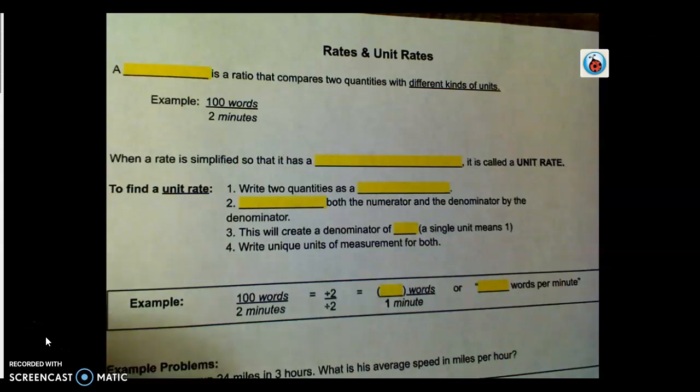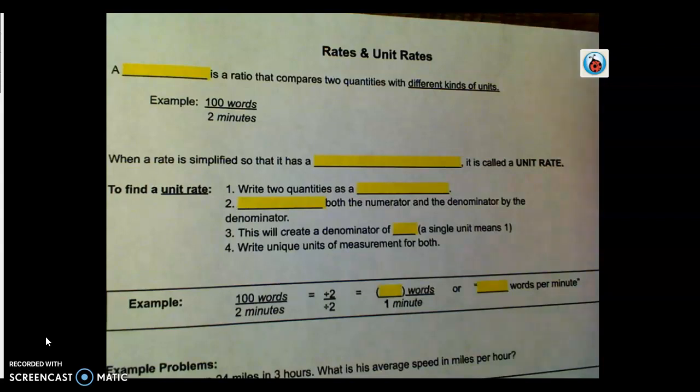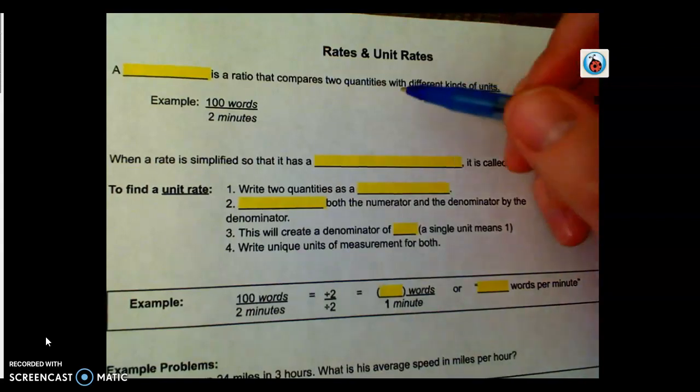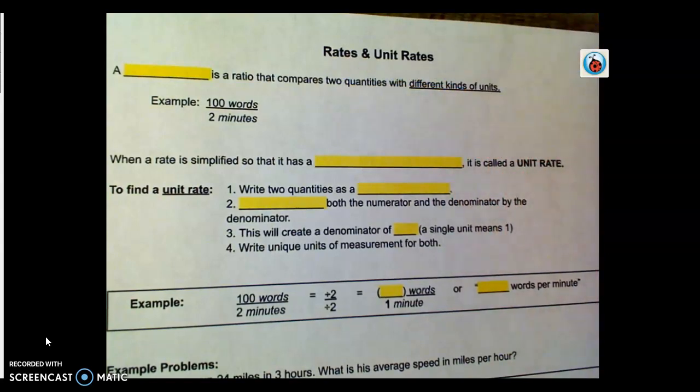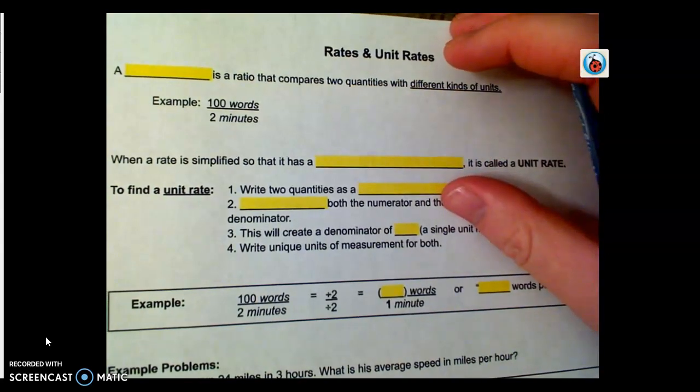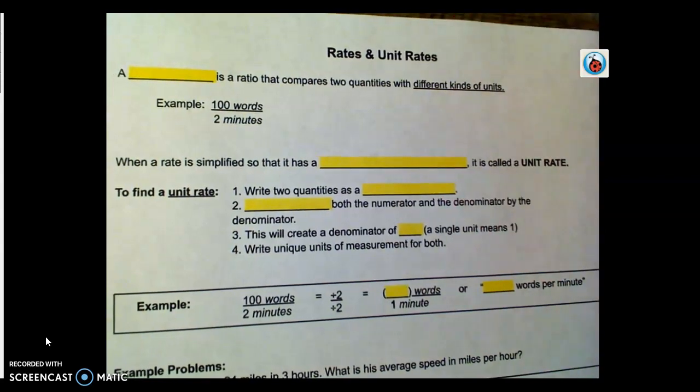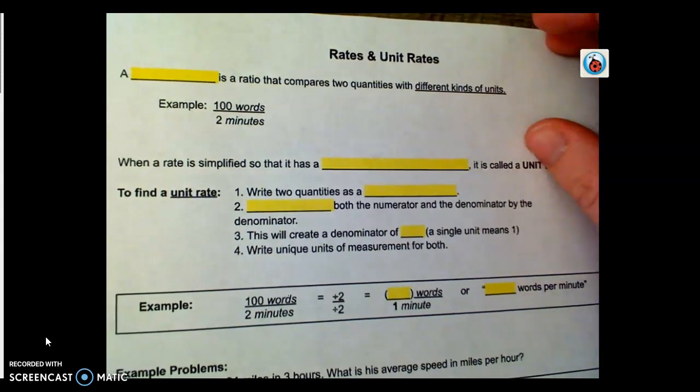Hi everybody. Today we are going to be starting our next unit, which is going to be on proportionality. The focus of today's lesson is going to be on rates and unit rates. So hopefully these notes won't take too long. You'll get through the video quick and you'll have time for the practice for today.